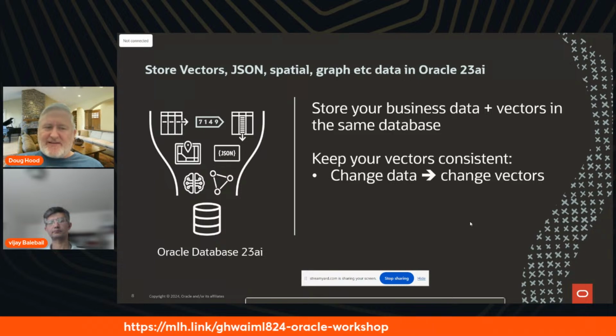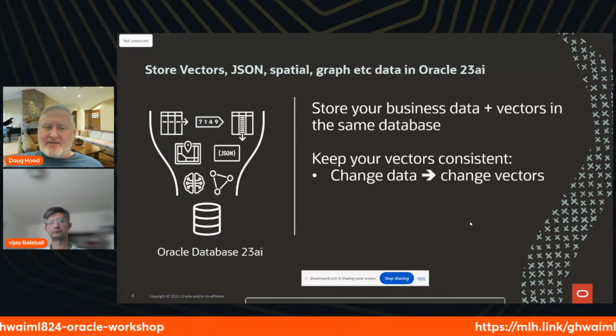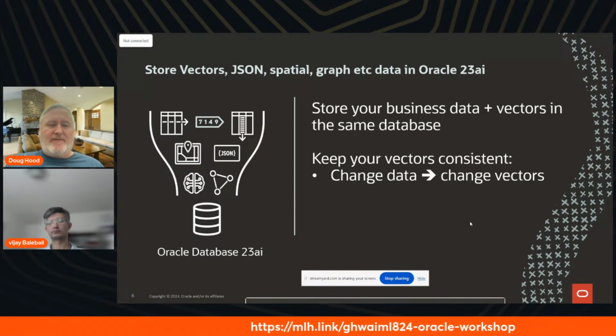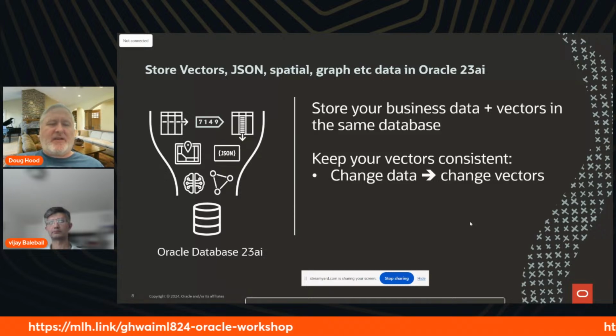So if you have a vector data store which is separate from your business database, that's a challenge. By storing your vectors in the same database as your data, you can avoid that problem. We can do that with Oracle Database 23 AI because we can store all of those types natively in the database.